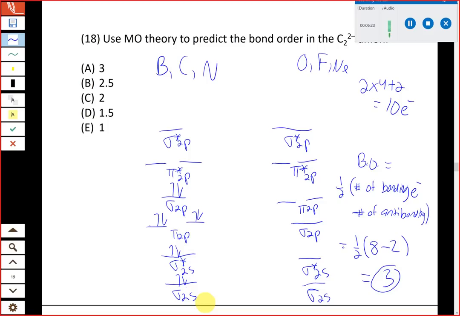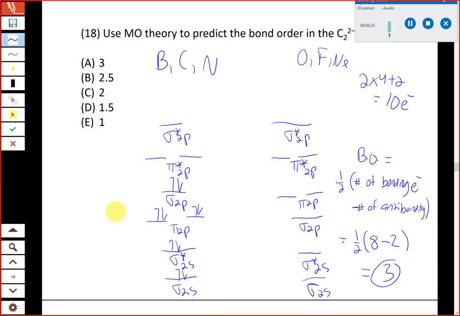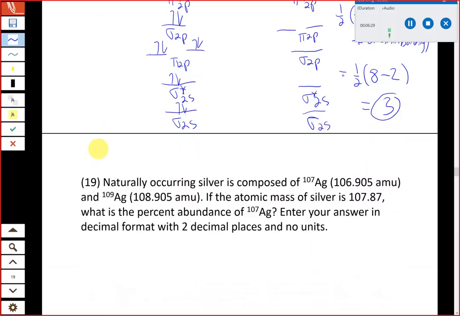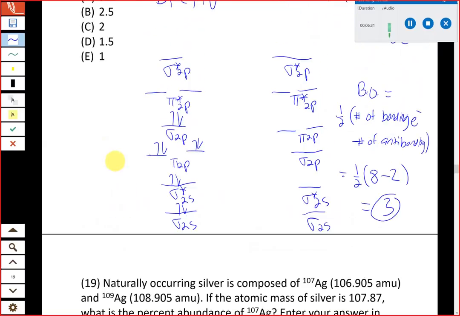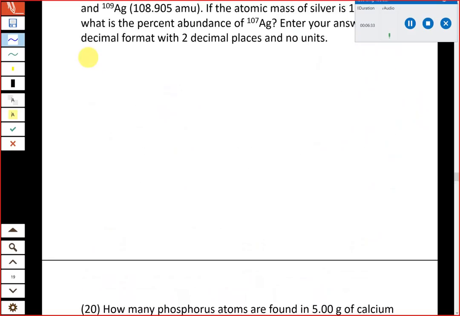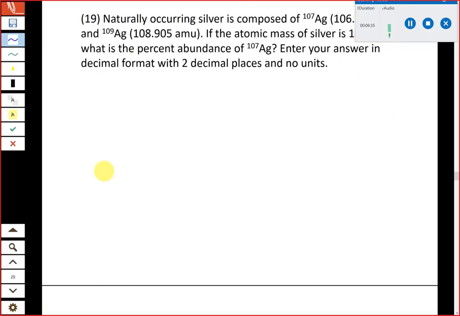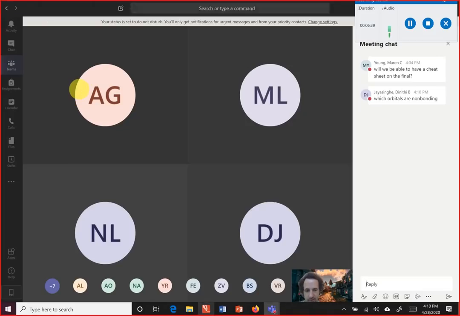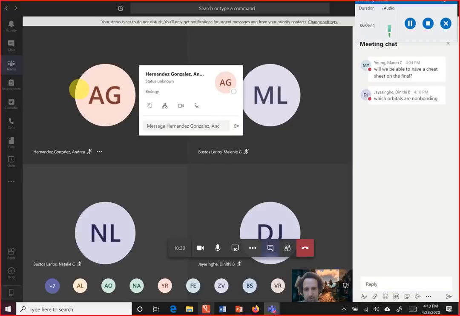All right, so that takes us to the end of that one. If there's any other questions, I can circle back in a little bit, but let's move on to number 19. So now we're getting into chapter 5 material. Sorry, I'm going to turn my video off. I always forget to do that, and it causes my computer to lag a little bit.